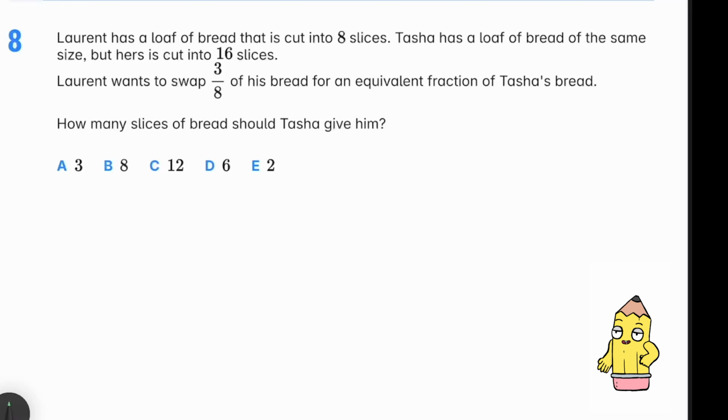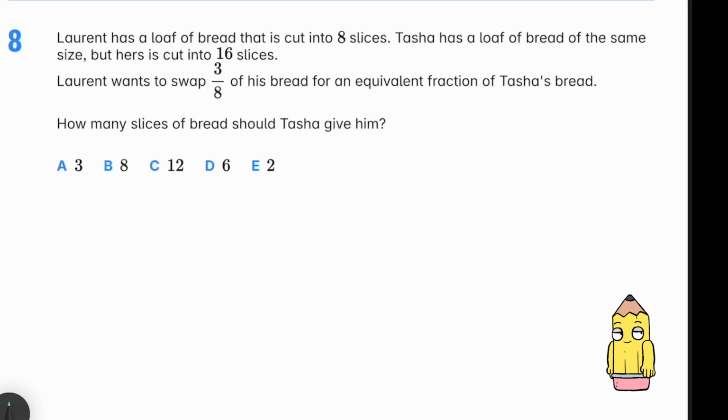Question 8. Laurent has a loaf of bread that is cut into 8 slices. Tasha has a loaf of bread of the same size, but hers is cut into 16 slices. And Laurent wants to swap 3/8 of his bread for an equivalent fraction of Tasha's bread. How many slices of bread should Tasha give him?